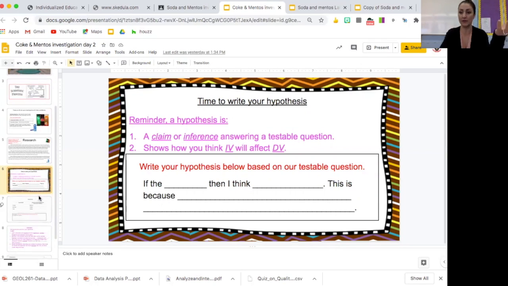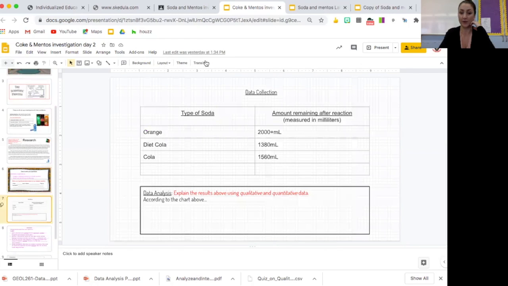Then you either did the experiment at home or you watched one of our videos, hopefully the second one because the first one didn't go so well, and you completed your data, okay? This is an example of the data we found. Each of the videos, we tell you the amounts remaining in the bottle, okay? For this class, it was 2,000 for orange, the diet soda was 1,380, and the regular soda was 1,560. This is our data. This is our quantitative data.